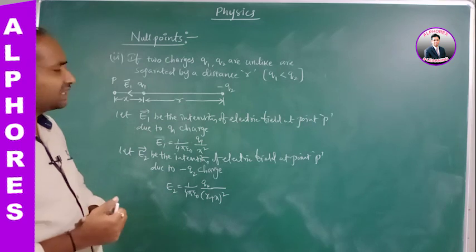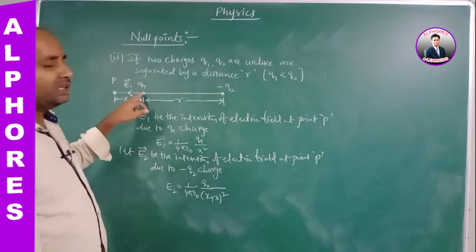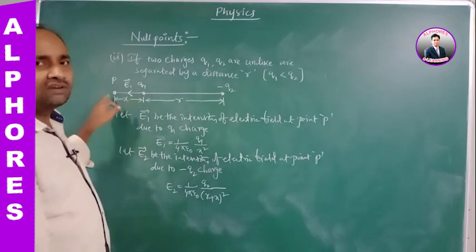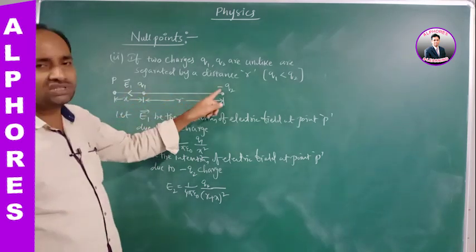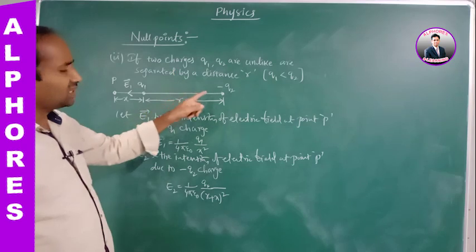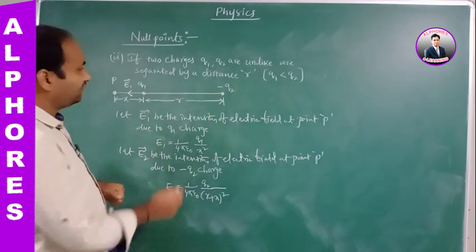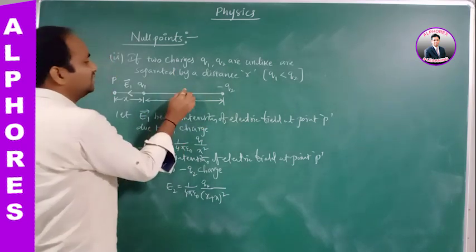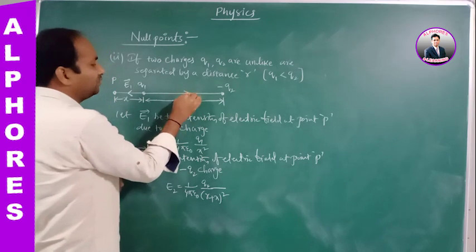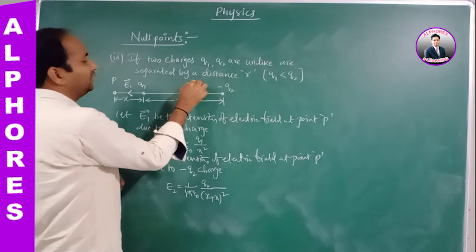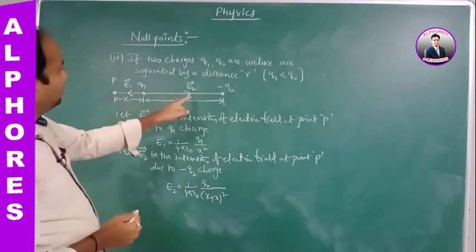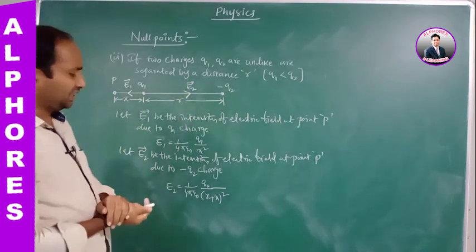But what is the direction of E2? See, Q1 is positive. Direction of electric field is radially outwards. But Q2 is a negative charge. So in such a condition, the direction of electric field is radially inwards. So this is the direction of E2. Now if you are observing, E1 and E2 are opposite in directions.